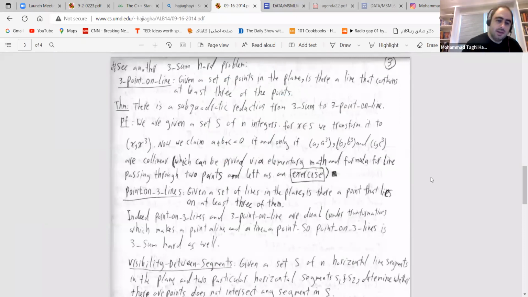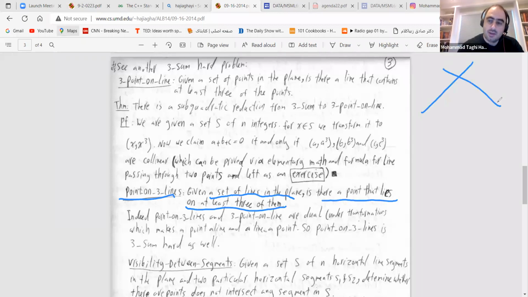Okay, so there is another problem, which is actually the dual of this, points on three lines. So what is points on three lines? Given a set of lines in the plane, is there a point that lies on at least 3 of them? So essentially, you are given such lines, and the question is whether there are 3 lines that go through a common point.